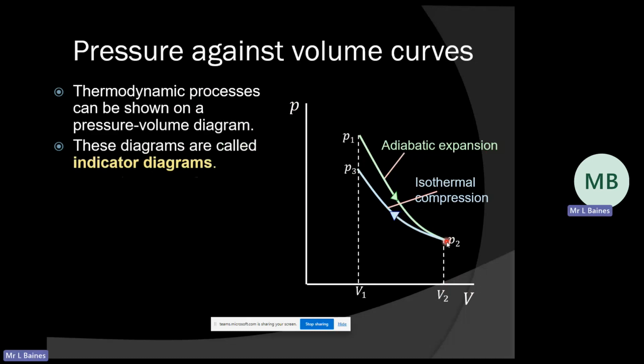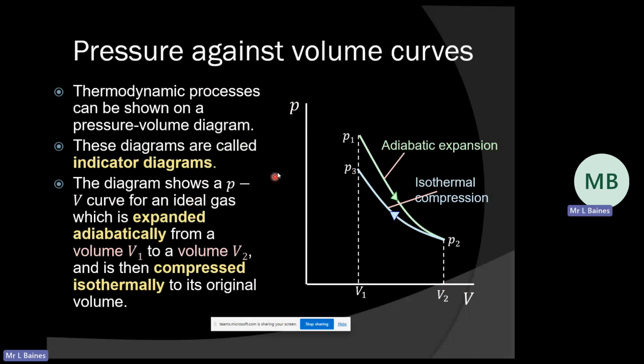So we've got an expansion. We're going from a higher pressure to a lower pressure at a larger volume, and then we have an isothermal compression where we take it back to the same volume, but we do that slowly so that therefore we have an isothermal difference there. We've got time for that heat to escape. Right, so we've got adiabatic expansion, great, and then compressed isothermally back to its original volume. Okay, two slightly different processes.